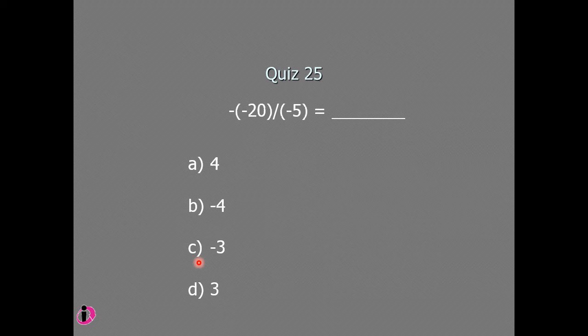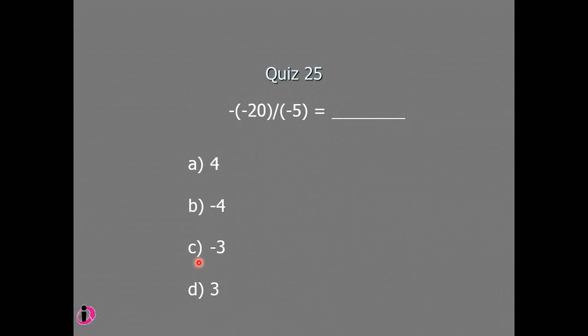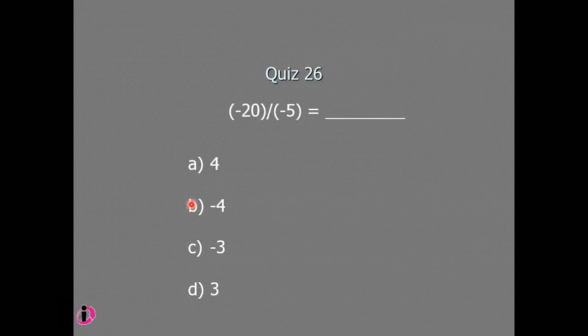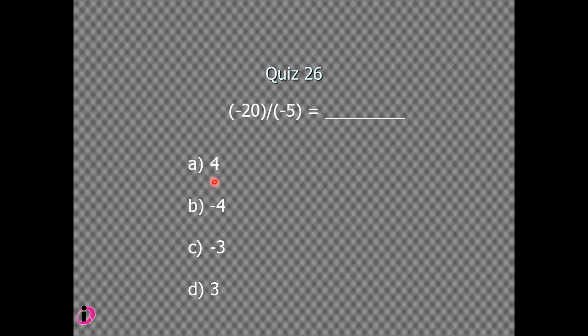20 divided by 5 is 4. How many negative signs do you have? 3, which is odd. So result is negative 4, right? So right answer is B. Right answer is 4, right? So it's A. Right answer is A, right?